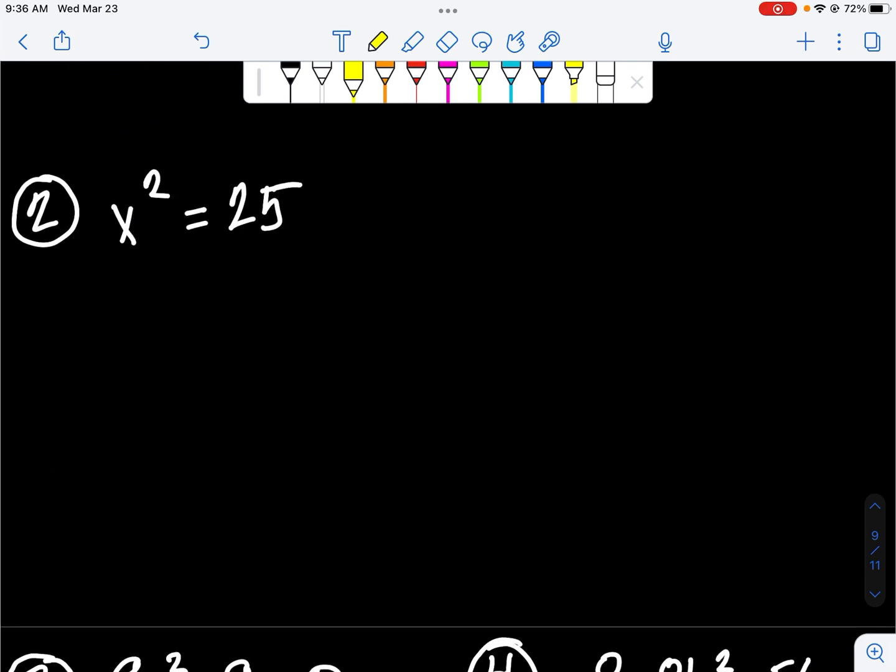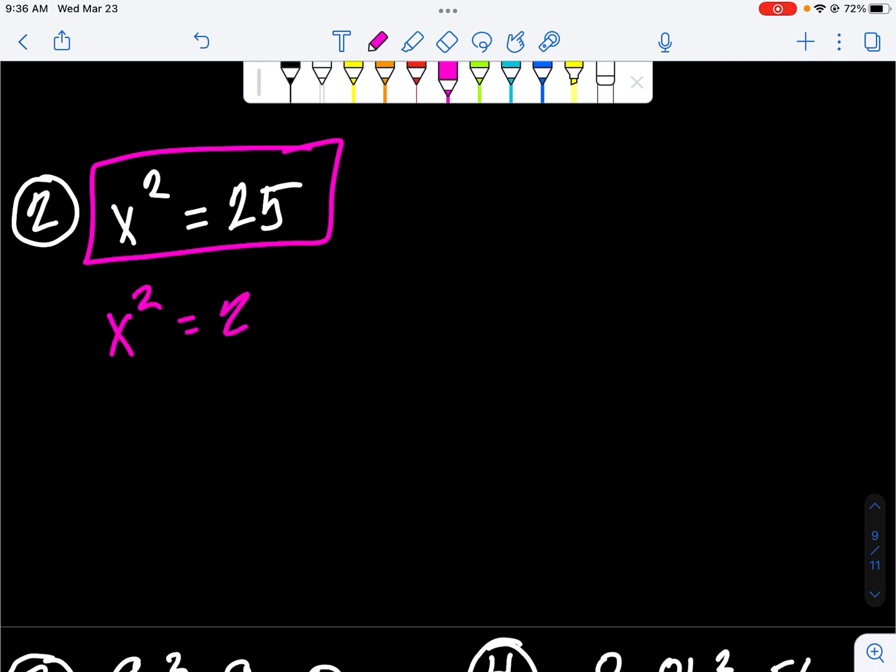On the next section, it says solve the following quadratic equations, and it gives you 6 more quadratic equations, and they are all in this form right here. Here's the work that I'm looking for. We know that when we have something to the second power, the inverse of that is to square root. So if we have x squared equals 25, the inverse of something squared is to square root both sides.